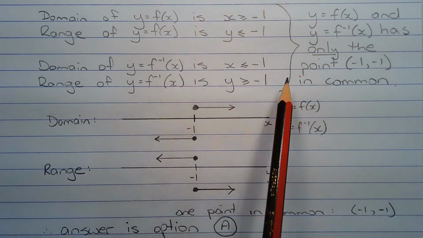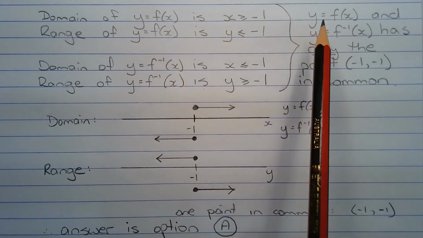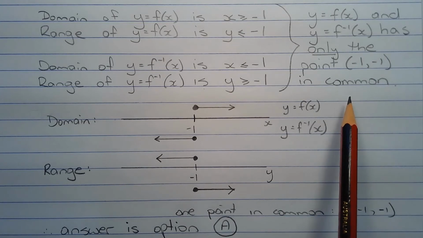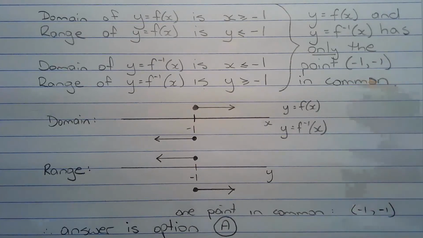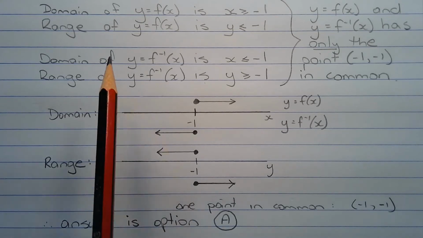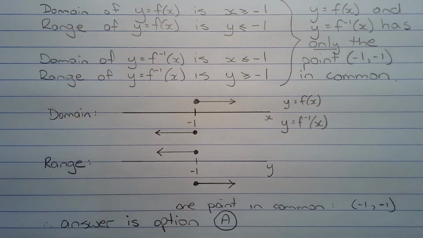Now, from this, we can deduce that y equals f of x and y equals inverse f of x have one point in common, which is the point negative 1, negative 1. So looking at the domain and range of both y equals f of x and y equals inverse f of x graphed on a number line or on a pair of number lines, we can see from this that there is one point in common, which is the point negative 1, negative 1. Therefore, the answer is option A.